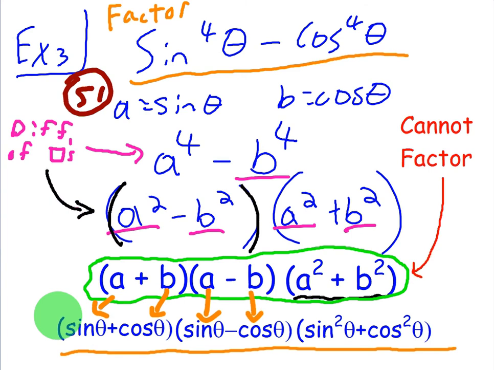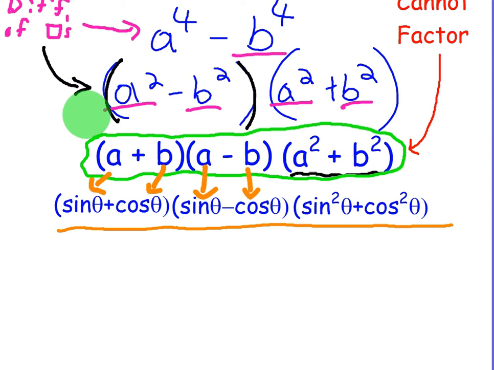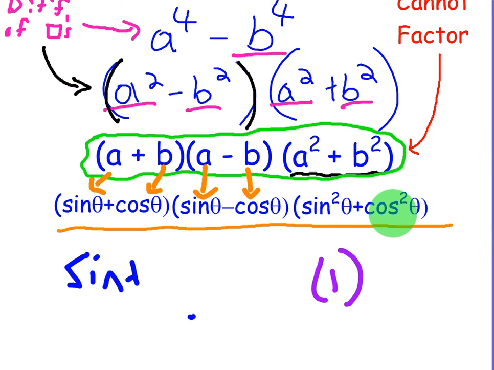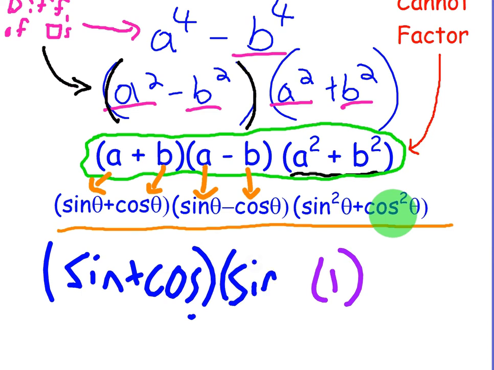Now I will say there is one more step that you can do, but we haven't learned Pythagorean identities yet, so I'm not going to go into a whole lot of detail. But if this asked you to simplify, once you learn Pythagorean identities, you will see that sine squared plus cosine squared is equal to 1. I did want to go over this because sometimes you will have to simplify these. So you'll be left with sine plus cosine, sine minus cosine, times sine squared plus cosine squared.